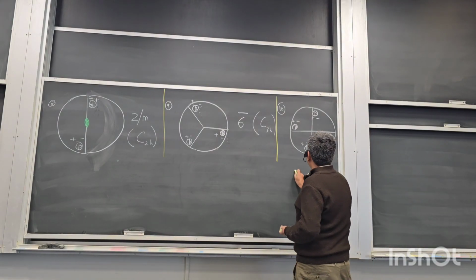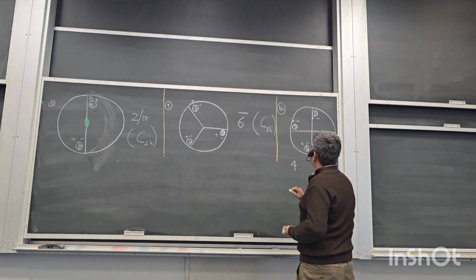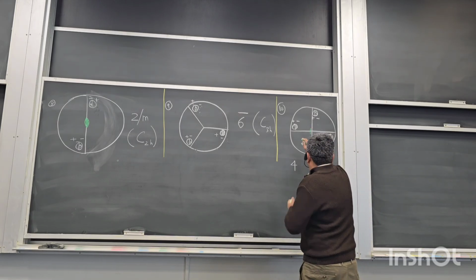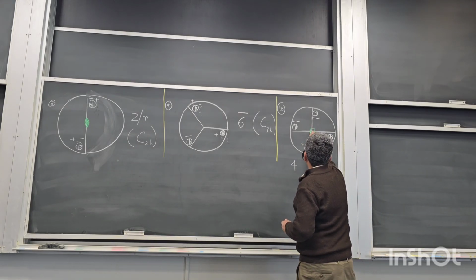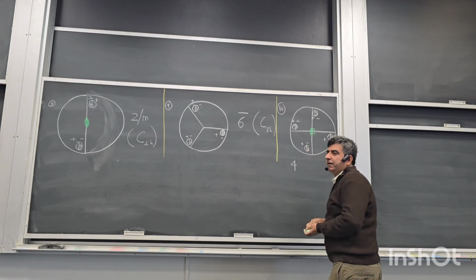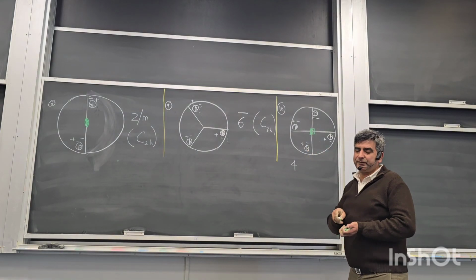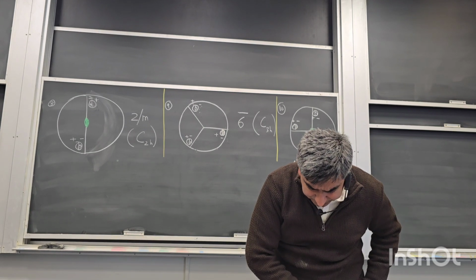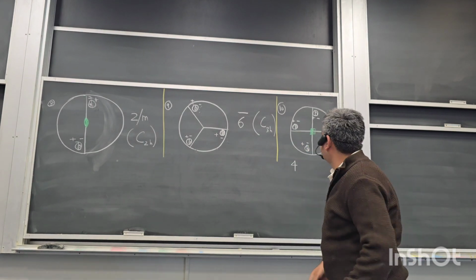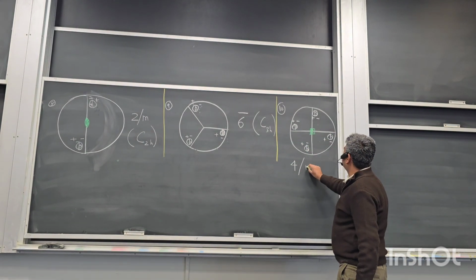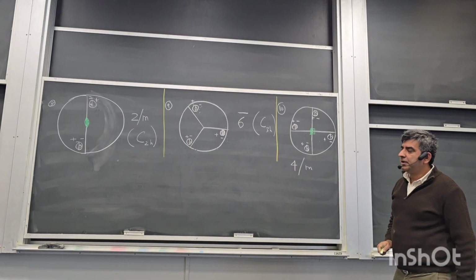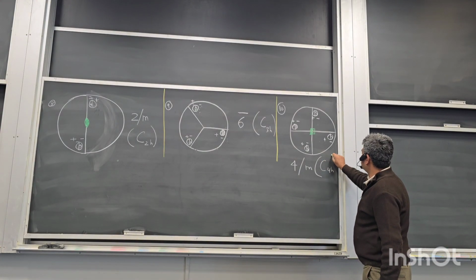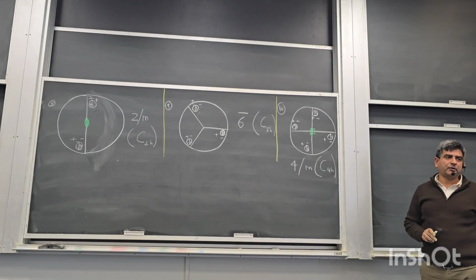So this is 4. There's a 4-fold axis of rotation here, and a mirror plane that is normal to this. So let me check. Yes, a mirror plane normal to the principal axis of rotation: 4/m. Old symbol is C4H. Alright?